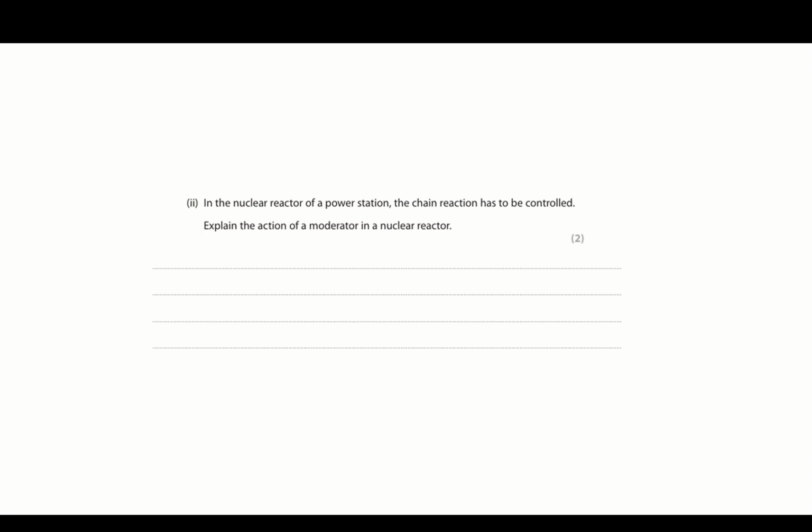Next one. In the nuclear reactor of a power station, the chain reaction has to be controlled. Explain the action of a moderator. So that's a harder one. So the job of the moderator is to affect the velocity. So most of the time, these neutrons are going so quickly that they'll literally just pass by the nucleus or through the nucleus. But if it's at the right velocity, then it will be absorbed by the large nucleus. All right. So that's this crucial idea.